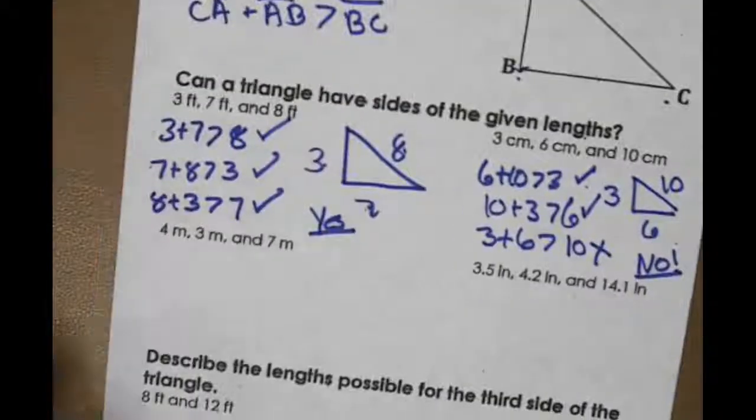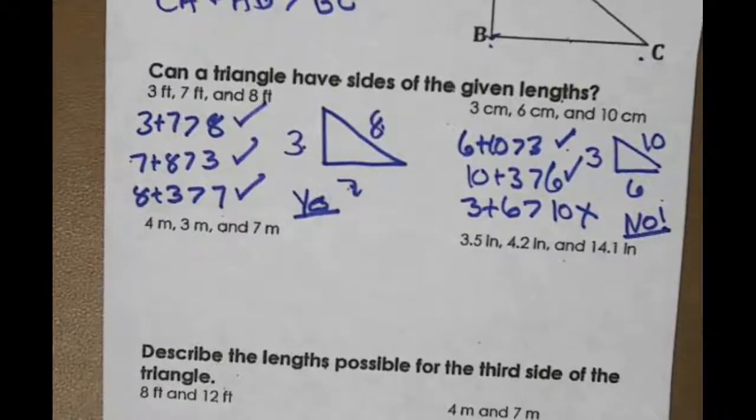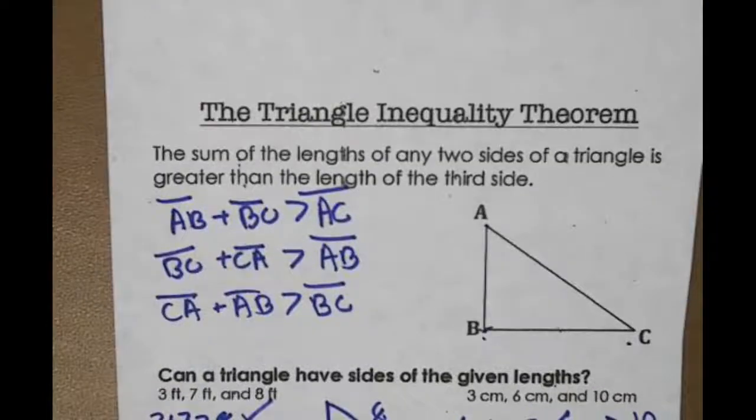Try doing this next one on your own. Question: what if it equals? Let's reread our definition up here. The sum of any two sides of a triangle is greater than the length of the third side. Is greater than, does that mean equal to? So then it's going to be a what? An x or a check? It's going to be an x because equal does not mean greater than.